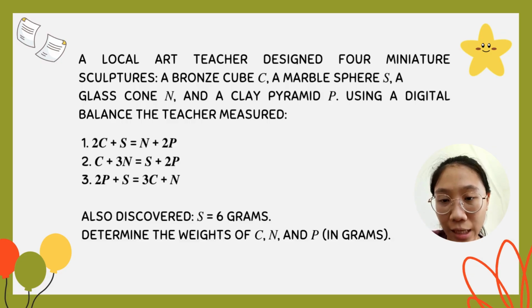2C + S = N + 2P, while C + 3N = S + 2P. And the last one is 2P + S equals the weight of 3C + N. The teacher has also discovered that S is equal to 6 grams. So we need to determine the weights of C, N, and P in grams.